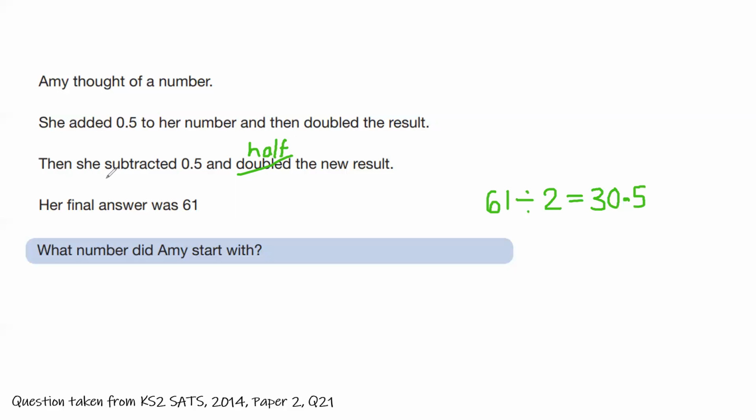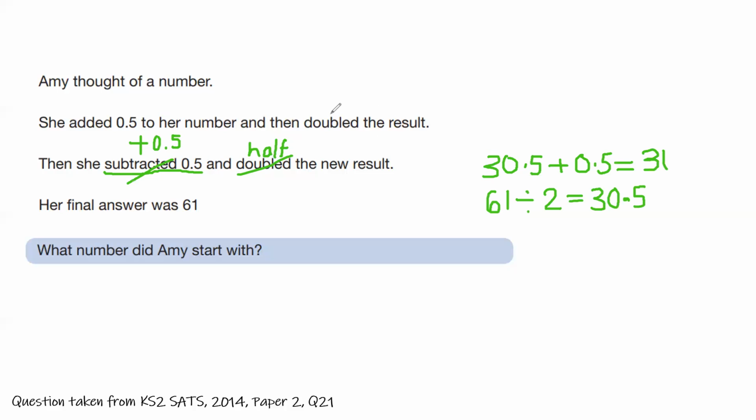So the next step is she said she subtracted 0.5. Remember, again, we're going to be doing the opposite. So this time we take the answer to this part, 30.5, and because she subtracted 0.5, we're going to have to add 0.5. So if we get 30.5 and then we add 0.5, we're going to end up with 31. So 30 and a half plus a half is going to equal 31. Remember, we're doing completely the opposite. So we've done that one.